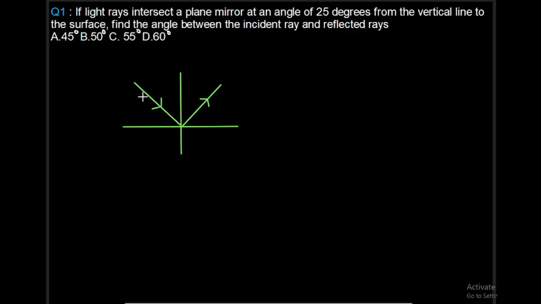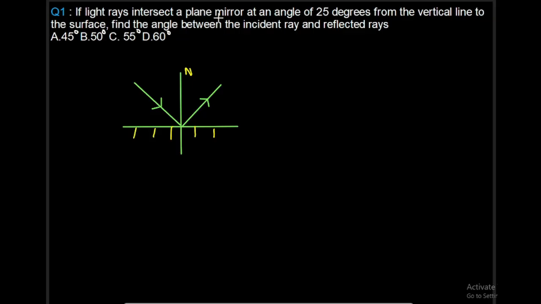All right, now on our diagram, you discover that we have the incident ray, the reflected ray and the normal to the surface. Like I said, every surface will have a normal line, which is also the vertical. Now they said if light rays intersect a plane mirror, we can take this to be the mirror. This is the back of the mirror and this is the reflecting surface.